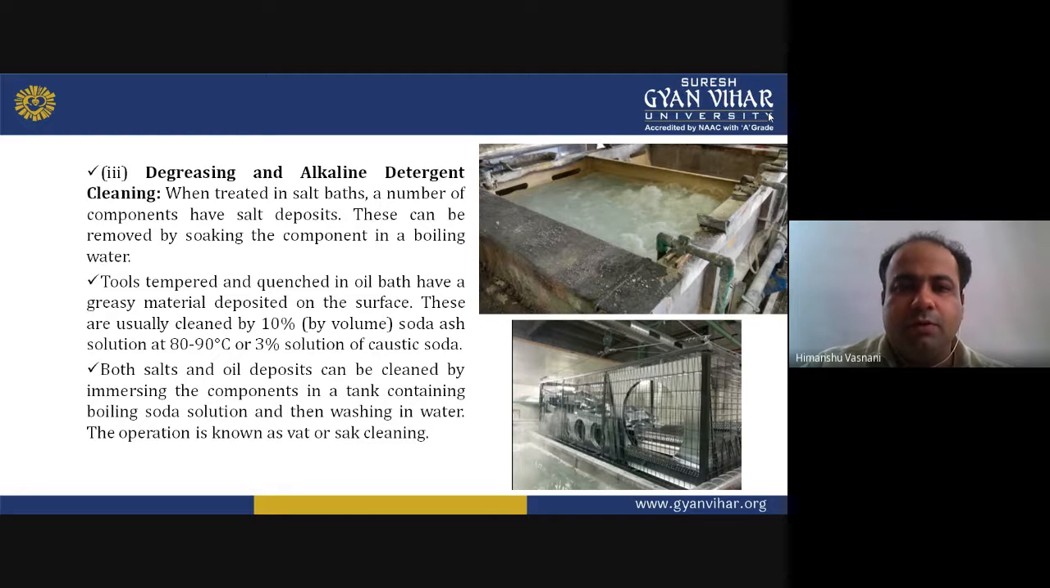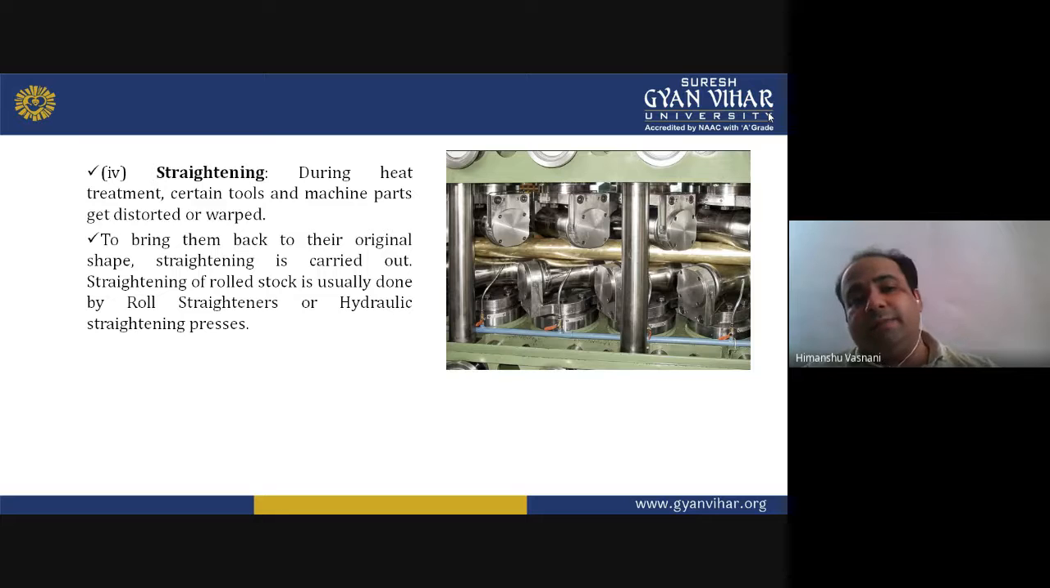Okay, now straightening. Now during heat treatment, certain tools, machines, parts get distorted or warped. This is also, you can say, a defect that we discussed yesterday, distortion and warping. So to bring back the original shape, straightening is carried out. The straightening of roll stock is usually done by roll straighteners or hydraulic straightening presses. So they are usually used for straightening the workpiece or machine parts or tools, whatever we have done the heat treatment on.